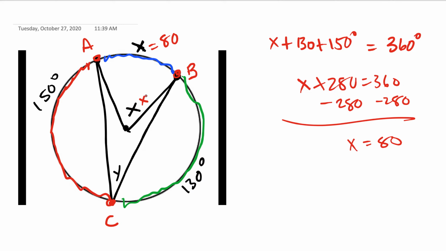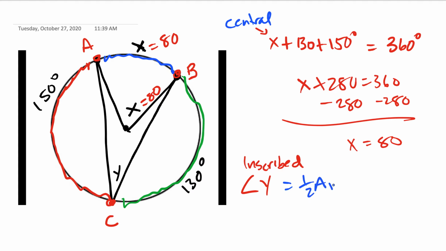So that gives us the angle and the arc of x. The central angle is 80 and the arc that goes with it is 80. So now because we have angle y using the same arc, angle y is inscribed, whereas x was the central angle. So it's going to be half the arc. So we had to find that arc in order to do angle y. And now that we found it, we know it's half of 80 or 40 degrees.